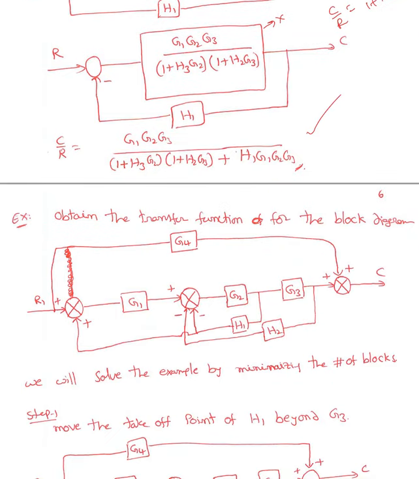I thought of solving the next example in the next video, but I'll go ahead and start it in this video. Here is the question: obtain the transfer function for the block diagram. As I said, we need to combine these blocks and minimize the number of blocks, making it a single block. That's our final goal. Let's see if there is any feedback in these blocks. Give me a sec.